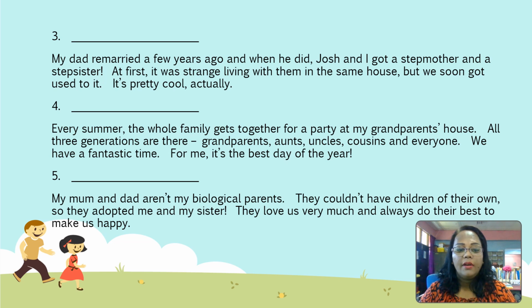Number 5. My mom and dad aren't my biological parents. They couldn't have children of their own, so they adopted me and my sister. They love us very much and always do their best to make us happy. Now, I'll give you a minute to look at it and to think and recall what you learned earlier. Okay, you can pause the video now or look at it again. Look at the clues in the description to help you.